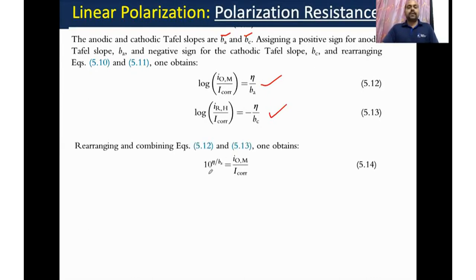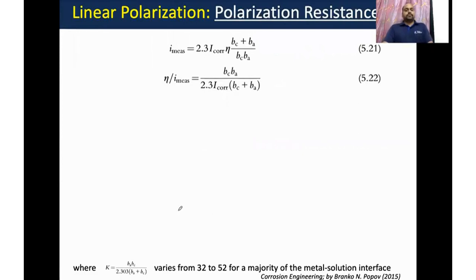This equation is known as the Stern-Geary equation. Assuming that the cathodic and anodic slopes are constant for a particular metal in a given environment, let's say BC and BA are constant or fixed. Once your metal is fixed, everything is fixed. Then of course I corrosion will directly depend upon the RP, and K will be equal to this constant. There are many materials in which the K value generally varies from 32 to 52 in the case of a metal solution interface. So this is the major equation by which we can calculate the I corrosion.